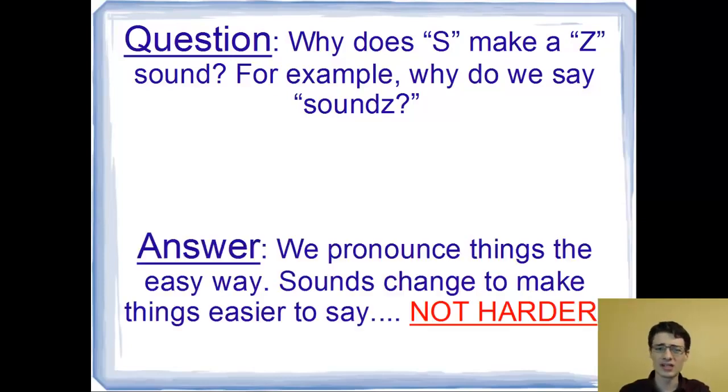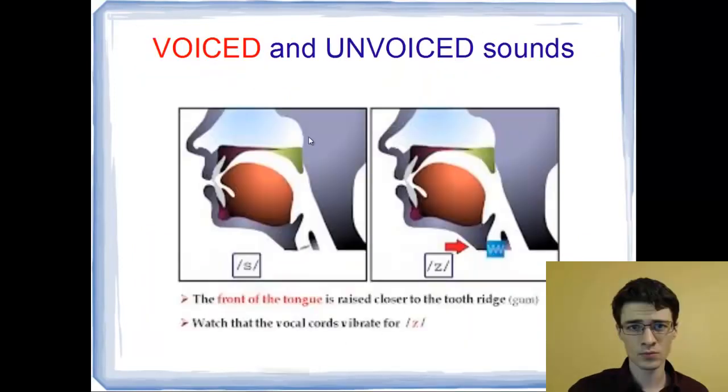Well, we pronounce things the easy way. Sounds change to make things easier to say, not harder. Let's try saying sounds the way it looks. Sounds, sounds. See, I even have to split it into two syllables when it's only supposed to be one. So we say sounds because it's the easy way. The Z sound replaces the S sound because they are a pair.